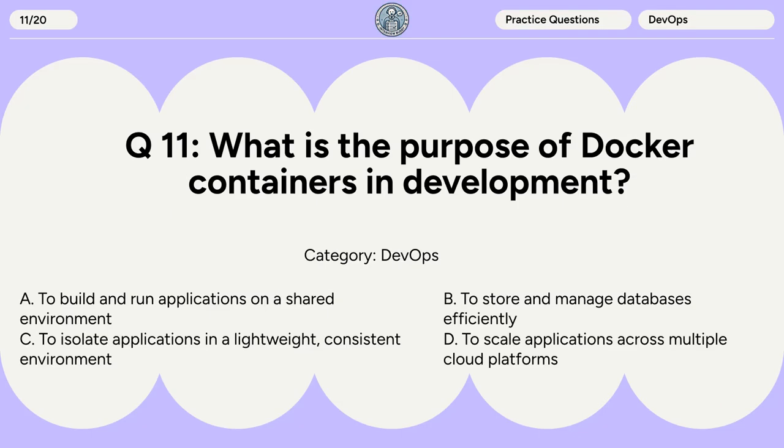Question 11. What is the purpose of Docker containers in development? A. To build and run applications on a shared environment. B. To store and manage databases efficiently. C. To isolate applications in a lightweight, consistent environment. D. To scale applications across multiple cloud platforms.